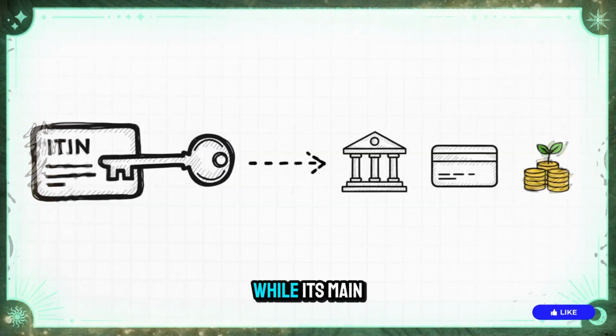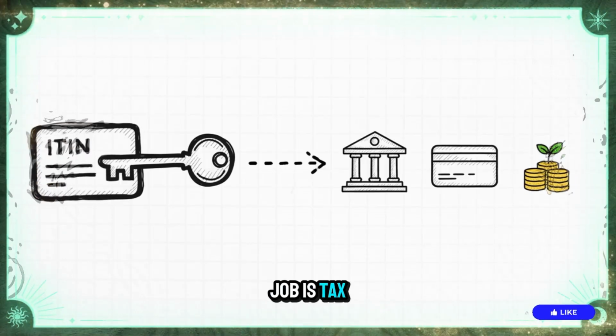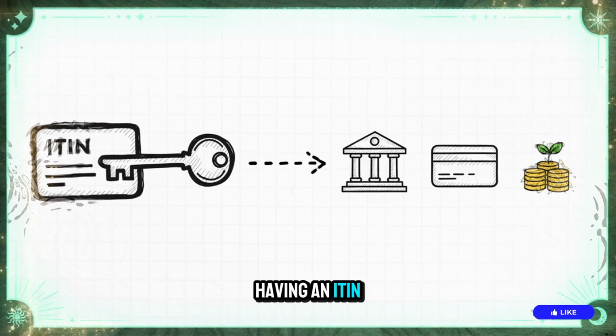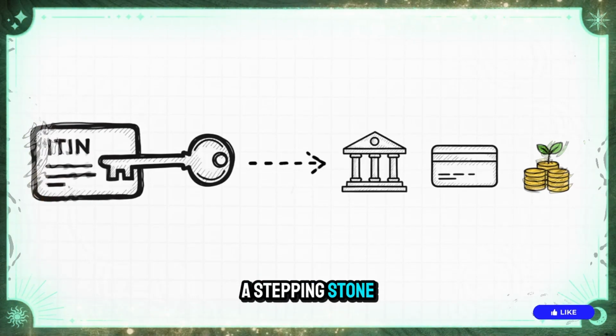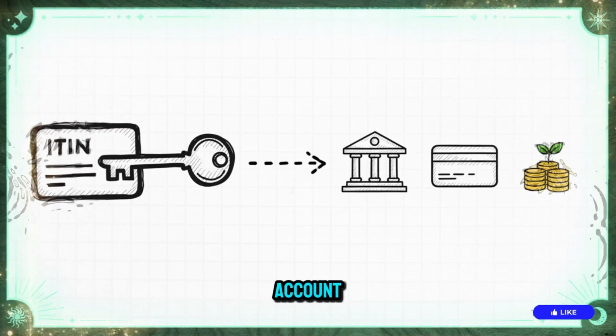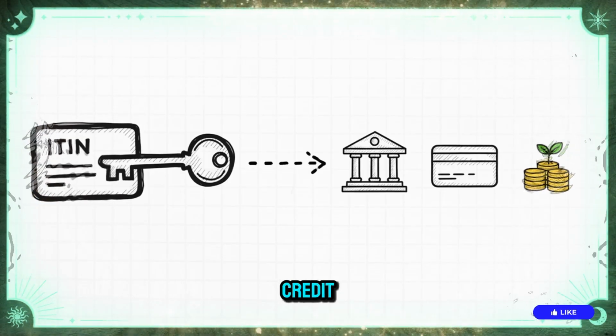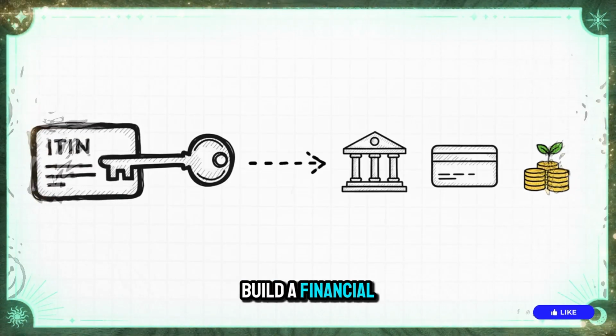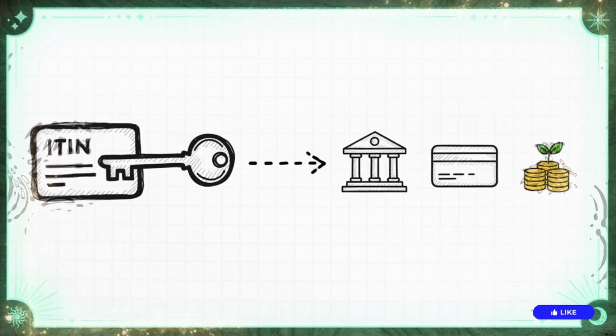And while its main job is tax compliance, having an ITIN can really be a stepping stone. It's often a requirement if you want to open an interest-bearing bank account or apply for certain types of credit, so it can actually help you build a financial footprint here in the US.